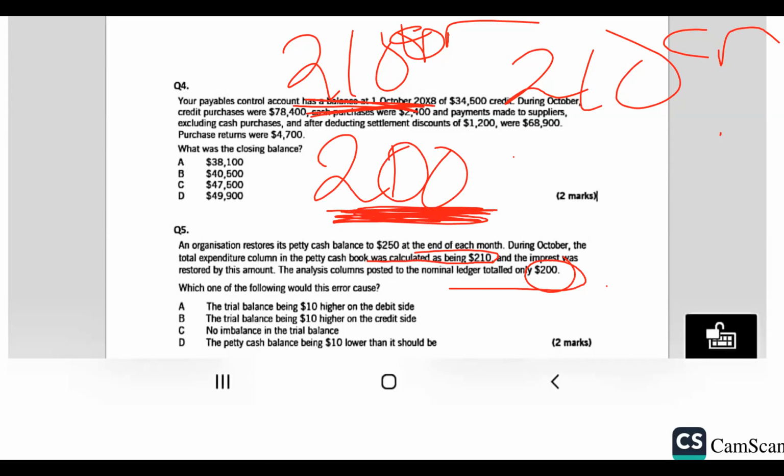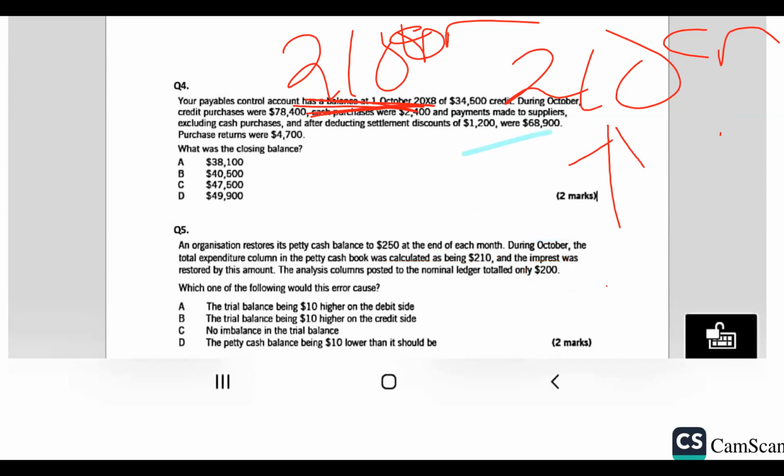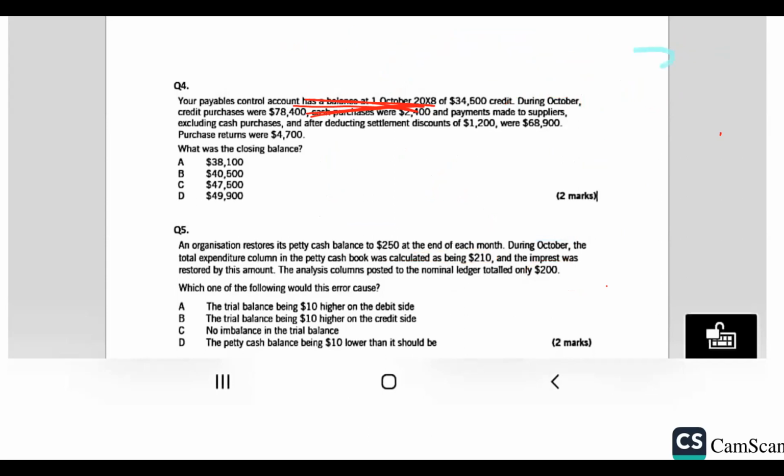That is to say, for the trial balance to balance, the debit side and the credit side should be the same, which means that if this is lower by 10, then this one is automatically higher by 10. This is not kwacha, these are actually dollars. So the answer is B.